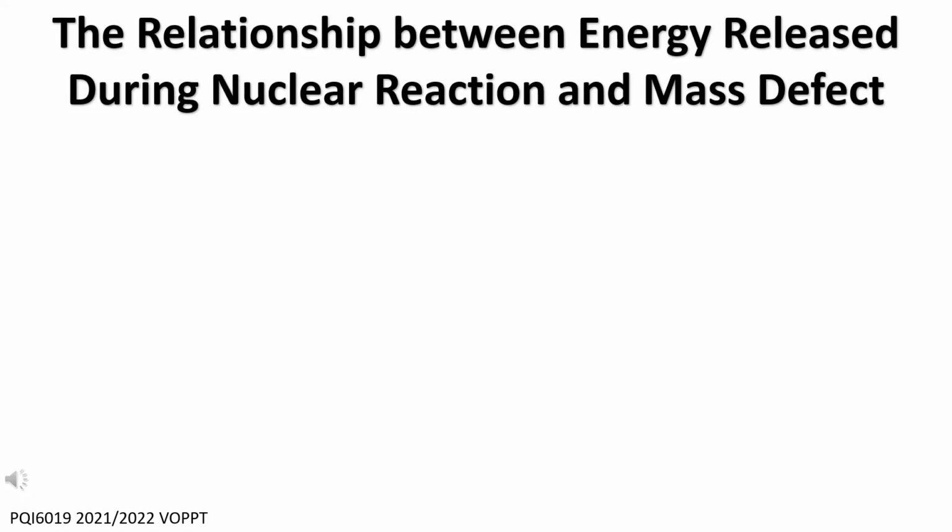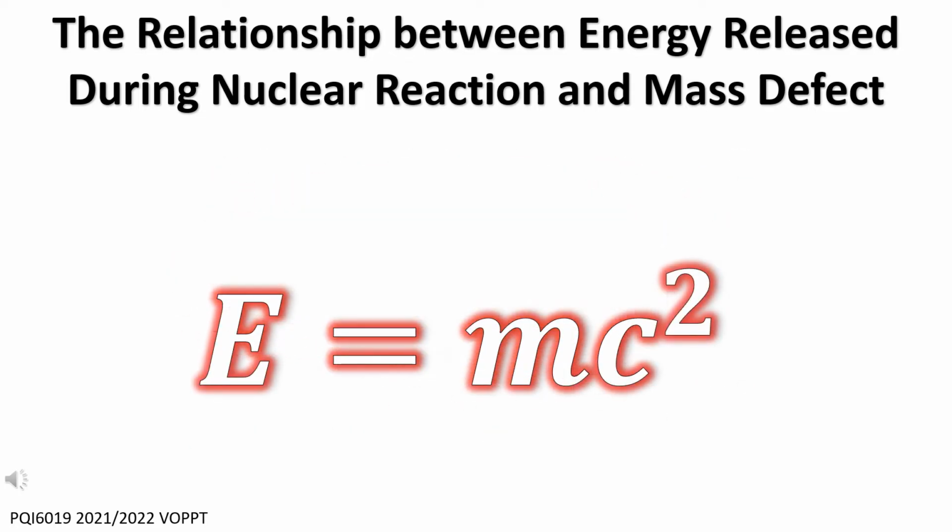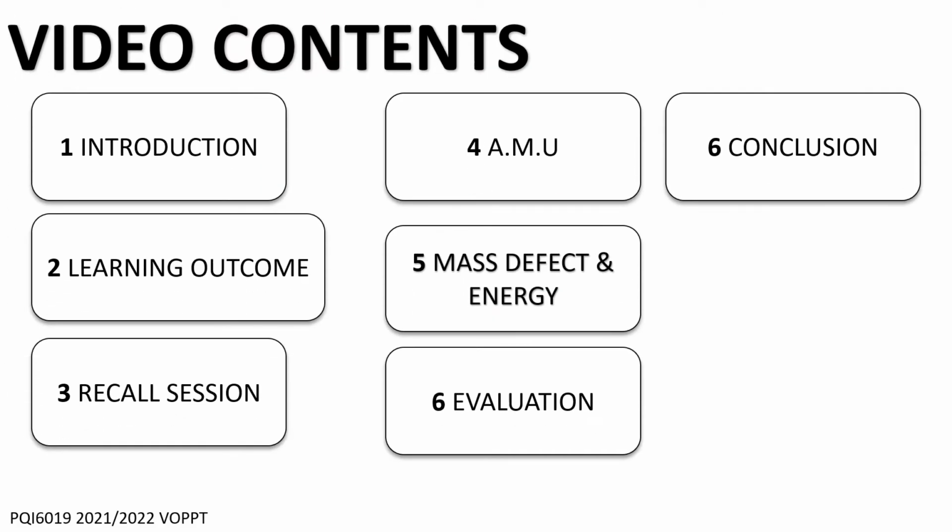Today, I am very excited to share with you the relationship between energy release during nuclear reaction and mass defect, or it is known as E equals mc squared. Before I proceed, the video contents include: first, introduction, followed by learning outcome, recall session, AMU, mass defect and energy, some evaluations, and we end with conclusion.